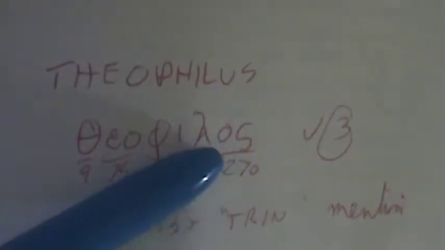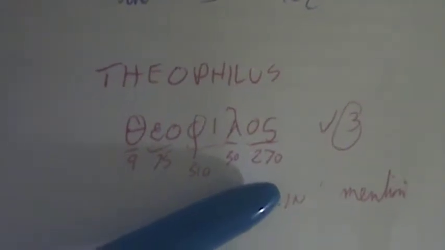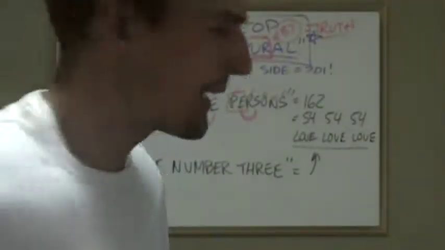Then you have the famous OS ending all over the place in Greek, which makes 270, the perfect cube of 3 times 10. That's flawless. Theophilus divides by 3 screamingly, step by step. Theophilus, that means lover of God.